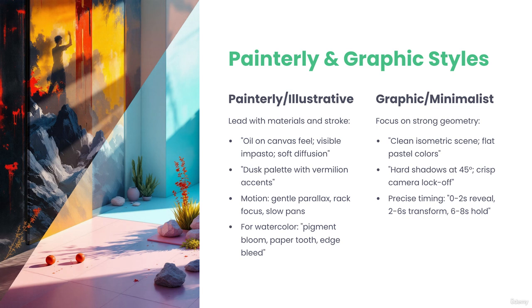Graphic minimalist benefits from strong geometry. Clean isometric scene, flat pastel colors, hard shadows at 45 degrees, crisp camera, locked off. Because details are sparse, pacing and composition do the storytelling. Use precise timing. 0 to 2 seconds reveal, 2 to 6 seconds transform, 6 to 8 seconds hold.